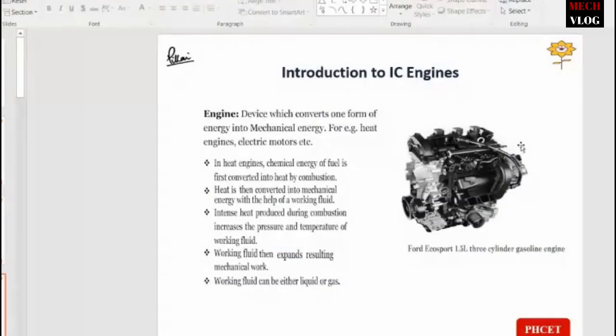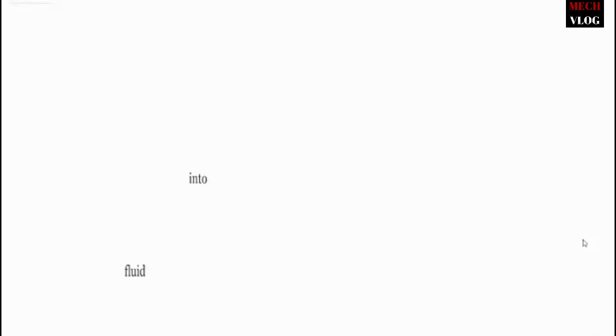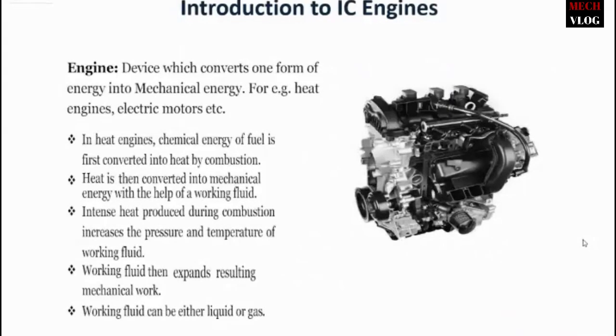The next one is, we have a total of four strokes in IC engines. So what are the main four strokes in an IC engine, or internal combustion engine? Suction stroke, compression stroke, expansion, power stroke and exhaust stroke. Okay, right.